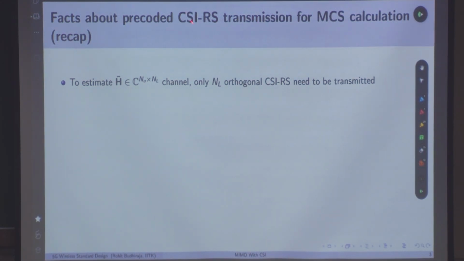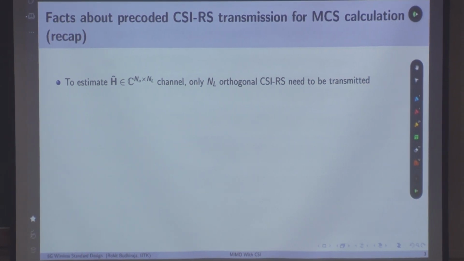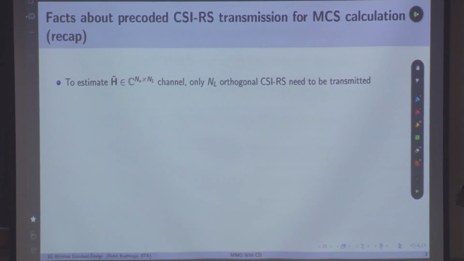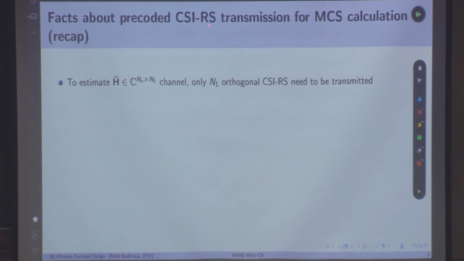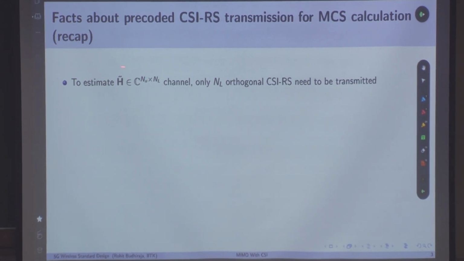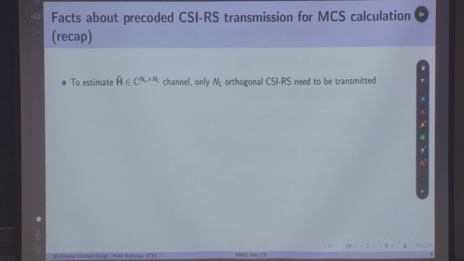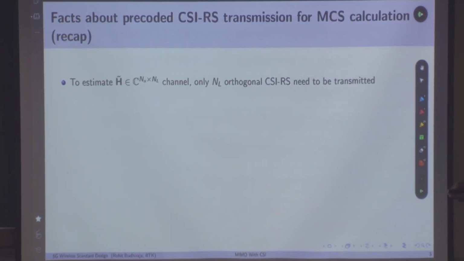Both of them are precoded. CSIRS is precoded using the same precoder which will be used for the PDSCH. So what happened in the case of CSIRS transmission? Because CSIRS are precoded, the overall channel becomes precoded, and it gets compressed. What are the dimensions? Nu is the number of UE antennas and NL is the number of layers. It is not the number of transmit antennas, because H contains Nu cross NT. It is only Nu cross NL.